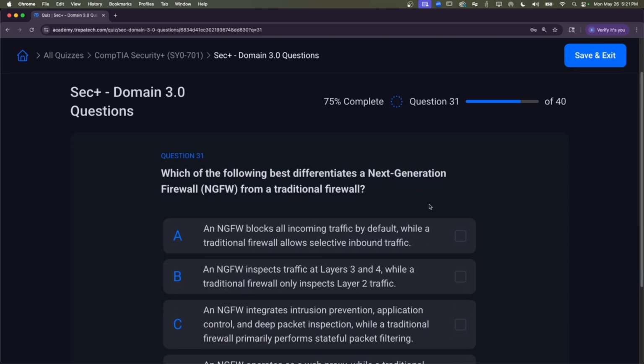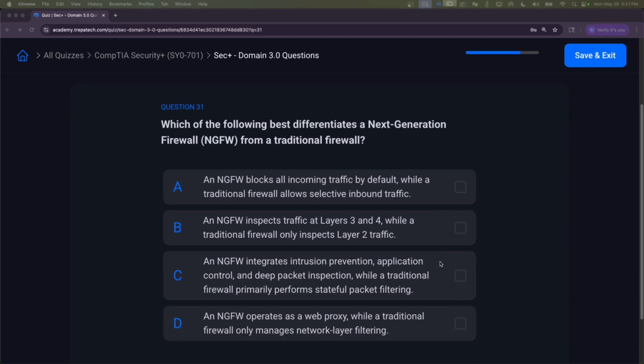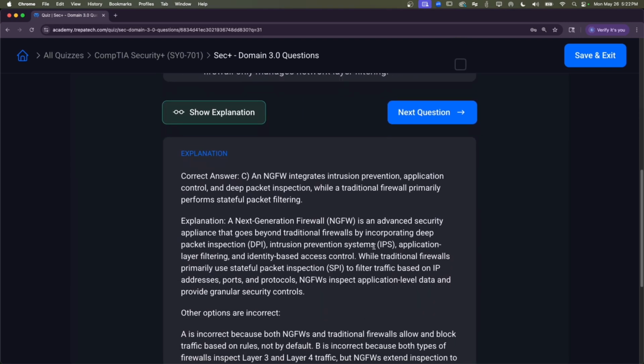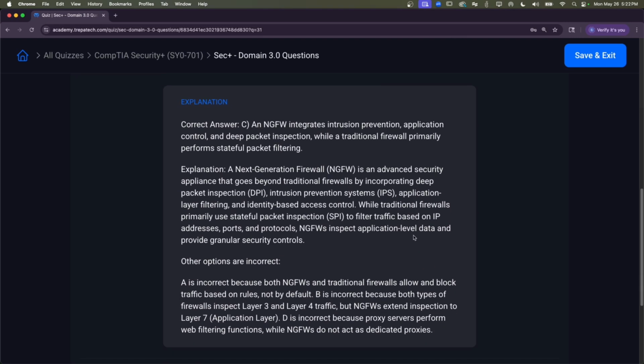Question 31. Which of the following best differentiates a next-generation firewall from a traditional firewall? Remember, a next generation firewall does our URL and content filtering, deep packet inspection. It can do a lot of things. It can do user behavior baselines. It can monitor. It can do IDS, IPS. So with traditional, it's just layer 3, layer 4, stateful, stateless filtering. That's it, right? So I'm going to go with C here. So a next generation firewall integrates intrusion prevention, application control, and deep packet inspection, while a traditional firewall primarily performs stateful packet filtering. It is stateless too, but yes, that is the answer. So pause the video if you'd like to read the explanation.